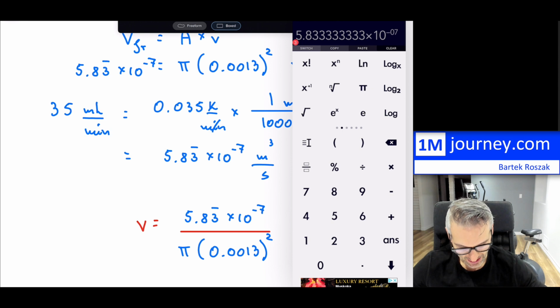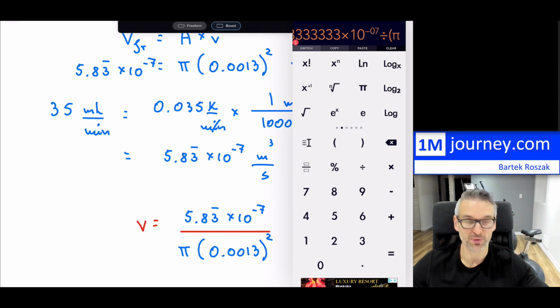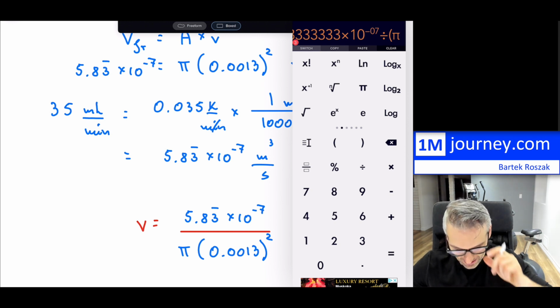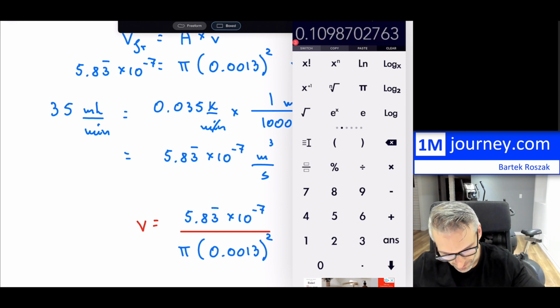I have this on the calculator already, which is great. Now divided by, I'll put everything in brackets. So pi, you can use 3.14159, depending on what your teachers want you to do with regards to pi. I have the pi on my calculator. So that's going to be that times 0.0013, and this is squared. Put that all in brackets, and there you have it.